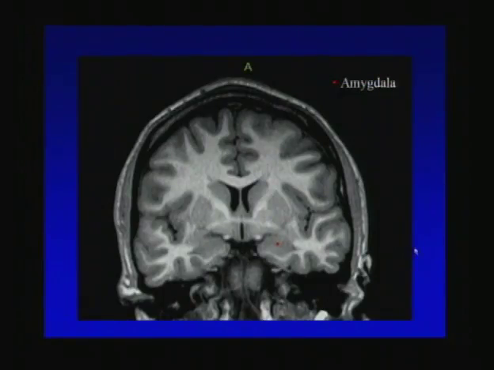Okay, we're going to start off by reviewing some of the pertinent anatomy in patients who are being evaluated for seizures. I'm going to start anteriorly. You see this gray matter structure is the amygdala. See that on either side.